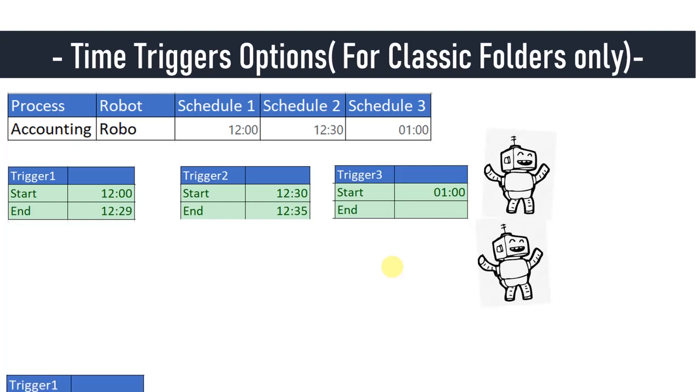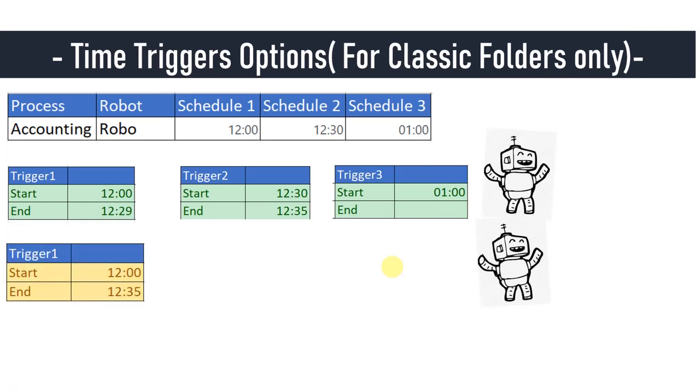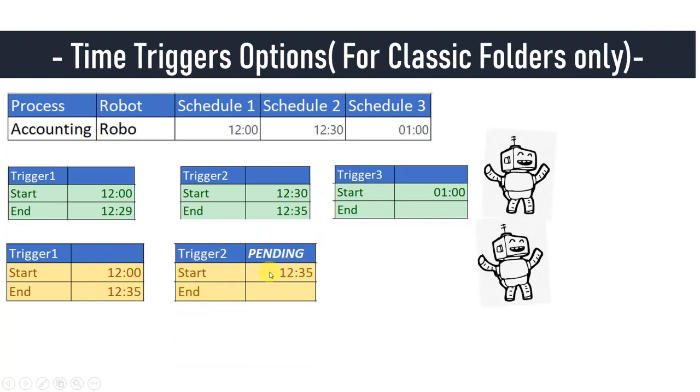Let's see a different scenario. Trigger 1 started at 12, and because of some reason, let's say resources or anything, it did not end till 12:35. We already have a job scheduled at 12:30. So what will happen? As soon as the clock hits 12:30, the job for trigger 2 will go into a pending state, and it will remain pending till 12:35 because trigger 1 is ending at 12:35.